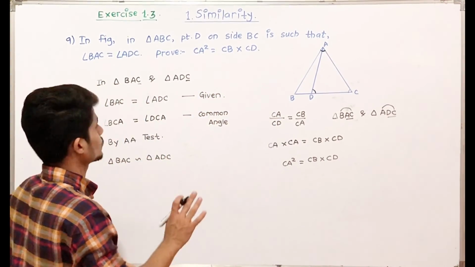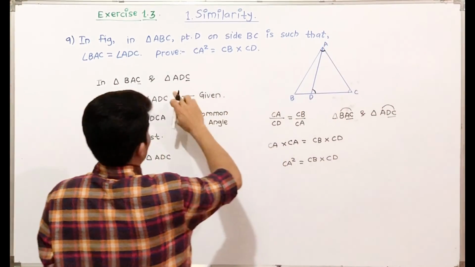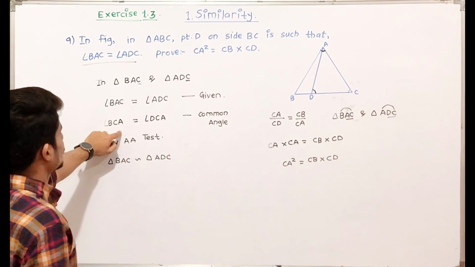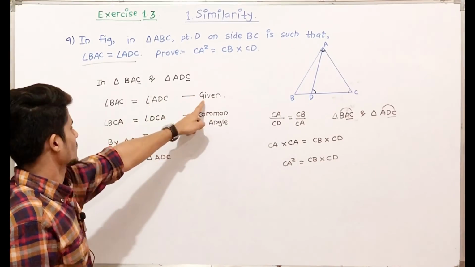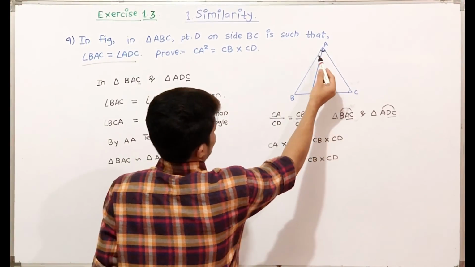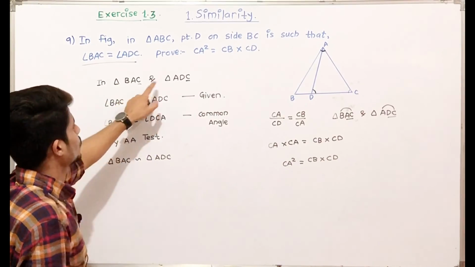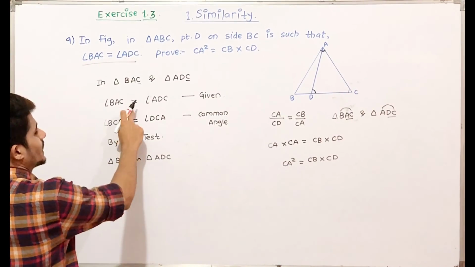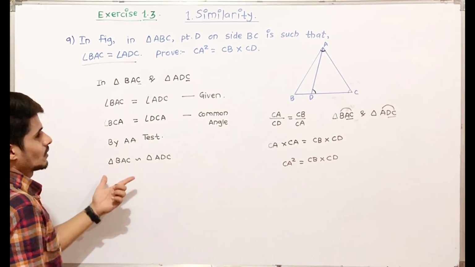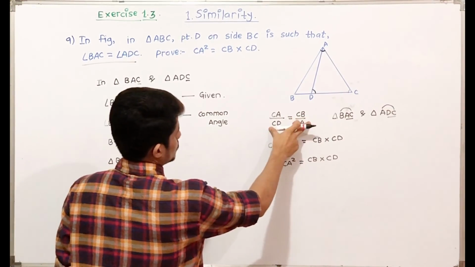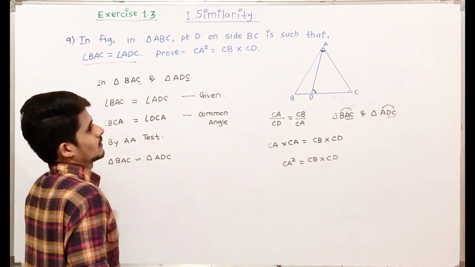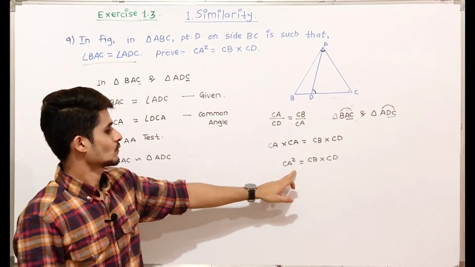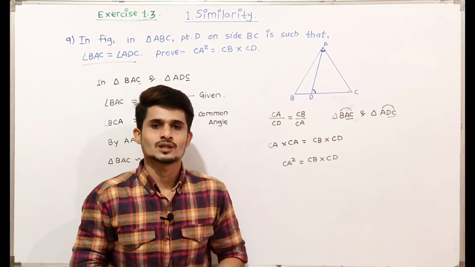So we just have to take two triangles, that is triangle BAC and triangle ADC. We are given that angle BAC is equal to angle ADC. Now we'll take the common angle, that is angle C is common in both the triangles. Then by the AA test the triangles will be similar. Once the triangles are similar, take the corresponding sides in proportion, then cross multiply, and this is the final value. That is what we have to prove. So this was question number 9.